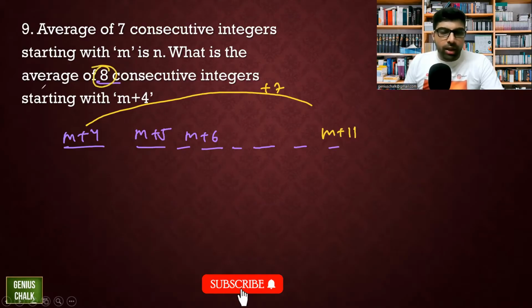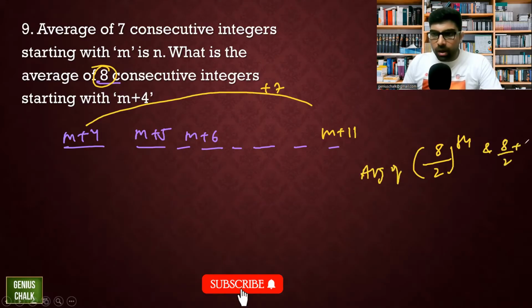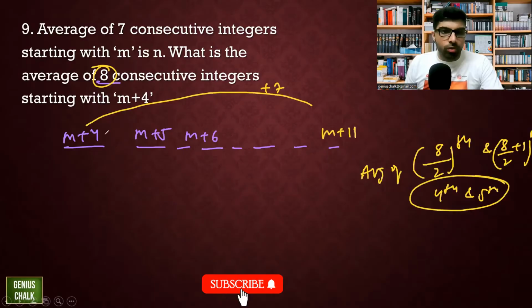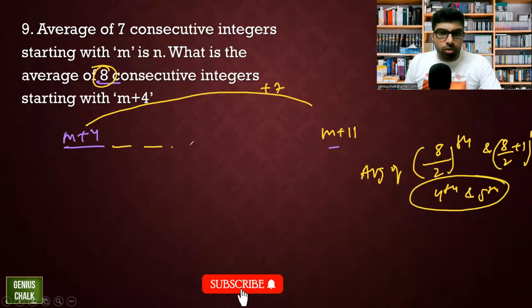Right. Now there are 8 consecutive terms. So you know that the average will be the N by 2th and the N by 2th plus 1 term, so 8 by 2th and 8 by 2th plus 1 term. That is the 4th term and 5th term, and their average is the overall average. So if you write like this, what is going to be my next term? This is the last term. So 2, 3, 4, 5, 6, 7, 8.